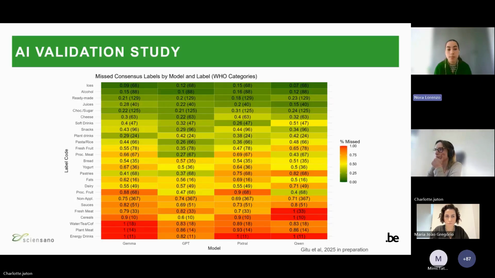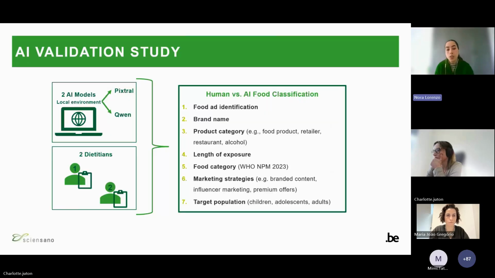Next one, please. So at the moment, we're going to be doing the AI validation study. The idea is to validate with 2 dietitians that have coded a subsample of these 106,000 screenshots we were mentioning, and as well doing the same with 2 different AI models in a local environment. So it's more compliant for GDPR purposes, and this would be like Pixtral or Qwen.